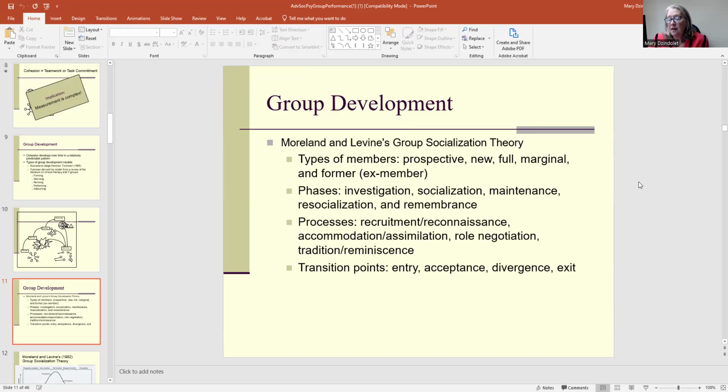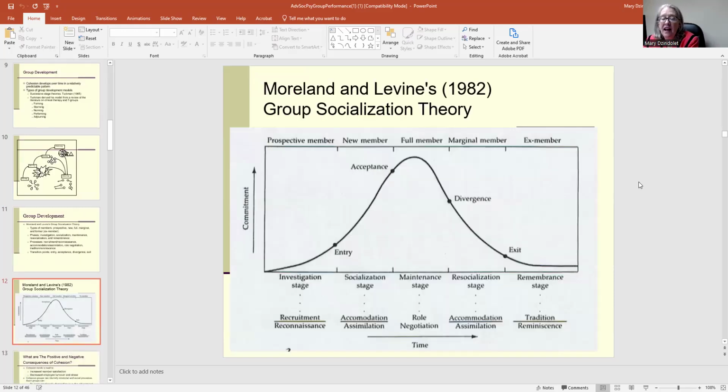We'll talk about those in a minute, and the processes. They also talk about these transition points. So you're going to enter, you're going to be accepted into the group, you might diverge from the group, and then you're going to exit the group. The easiest way to see all of these processes is a graph that they have. And I just love this. To me, this just makes so much sense.